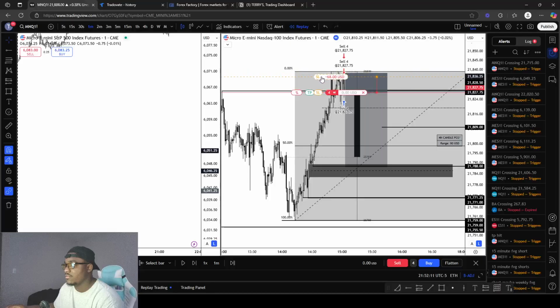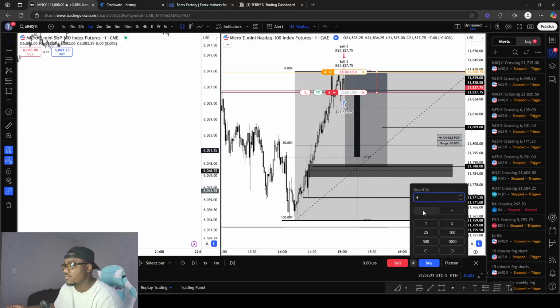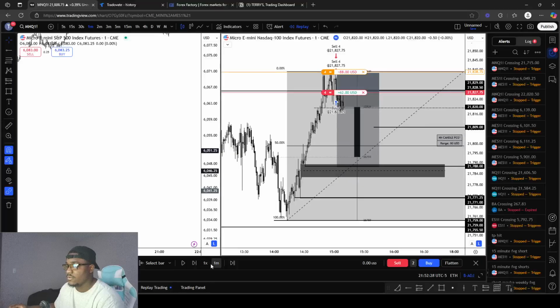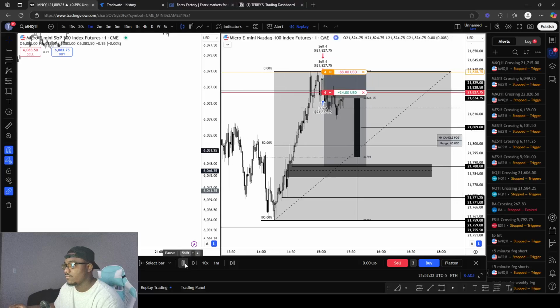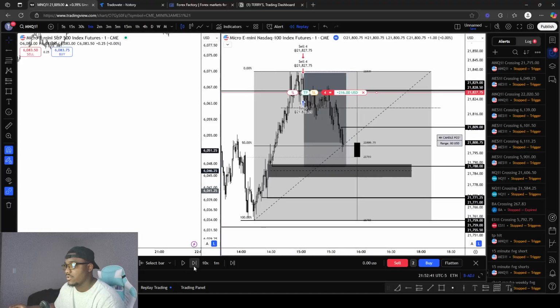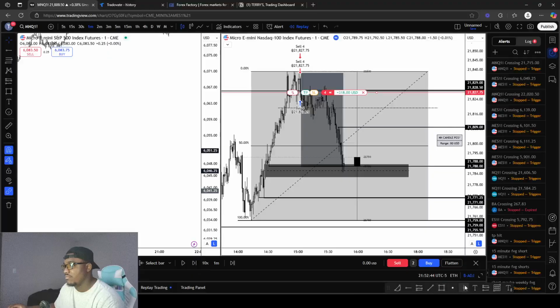Sell, stop loss right there above the high. TP's down here. Well, not TP because it's going to do it. So buy back 2. Let me just fast forward this. At that point right there, I would have bought back 2 positions and taken profit right there. Stop loss will be right here above this high.